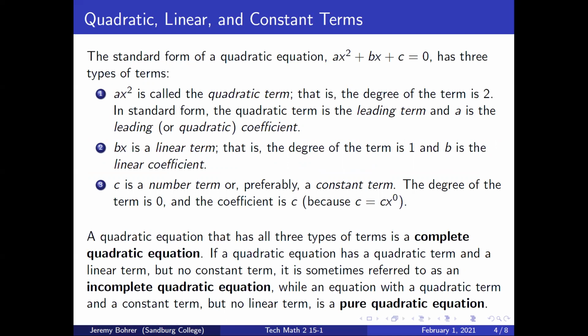Bx is a linear term. That is, the degree of the term is 1, and b is the linear coefficient. C is a number term, or preferably a constant term. The degree of the term is 0, and the coefficient is c, because c equals c times x to the 0 power. A quadratic equation that has all three types of terms is a complete quadratic equation. If a quadratic equation has a quadratic term and a linear term, but no constant term, it is sometimes referred to as an incomplete quadratic equation. While an equation with a quadratic term and a constant term, but no linear term, is a pure quadratic equation.